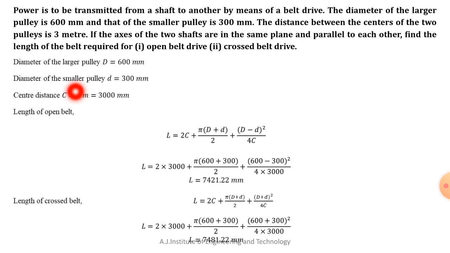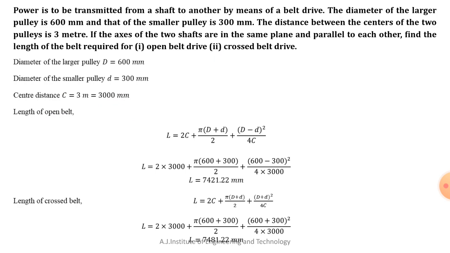So one more pulley is there, that is a smaller pulley. So one is connected to the driver, another one is connected to the driven. So this is of 300 millimeter, so that's why I'll use small letter d, that is diameter of smaller pulley. So value is 300 millimeter. The center distance C, which is denoted by C or X. It is the distance between the center of the two pulleys. That value is 3 meters.